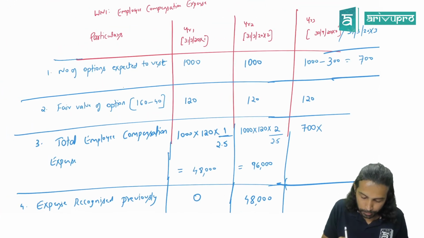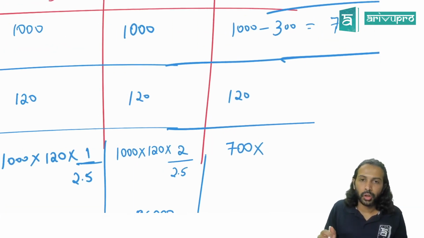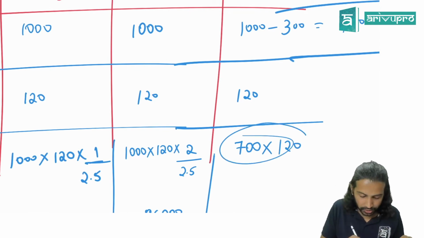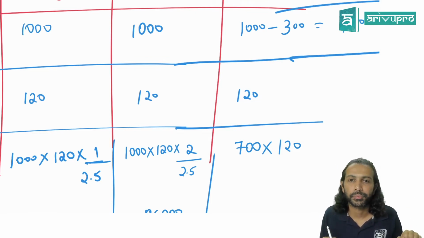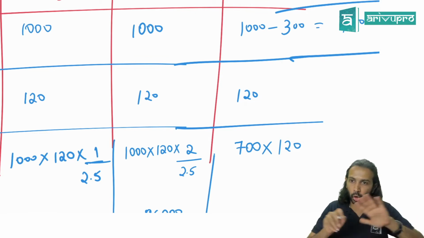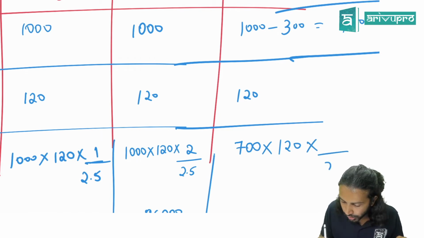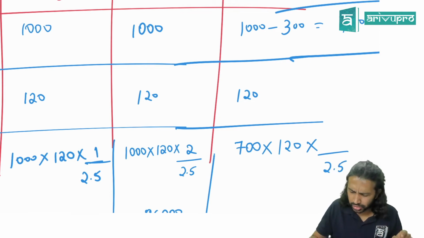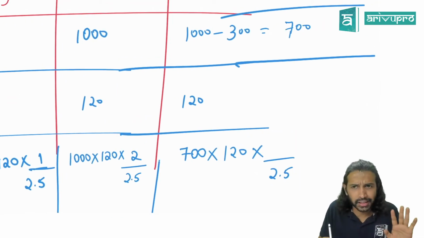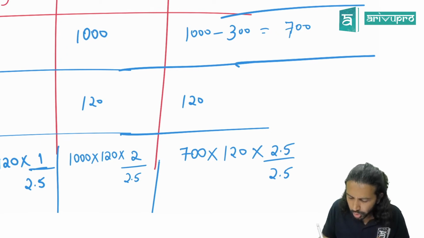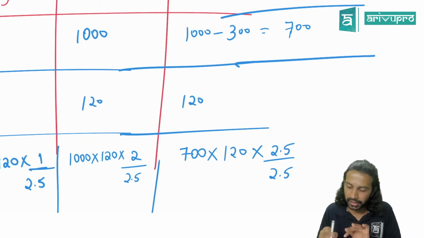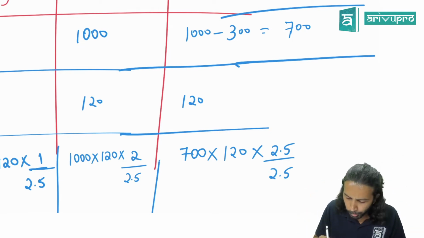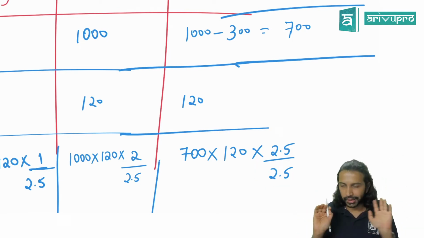Basically, the next column is the total employee compensation expense. On one share, how much is the loss? The loss is 120. We have 700 shares. This if you do, you're going to get 84,000. It's a total loss. That total loss has to be amortized over how many years? 2.5 years. You are in which year now? The last year only. That means here you don't have to write anything. If you want to write, you will write 2.5 divided by 2.5. Otherwise, you can skip this portion, because in the last year the full expense should have been recognized by now, so there's no point in writing this.